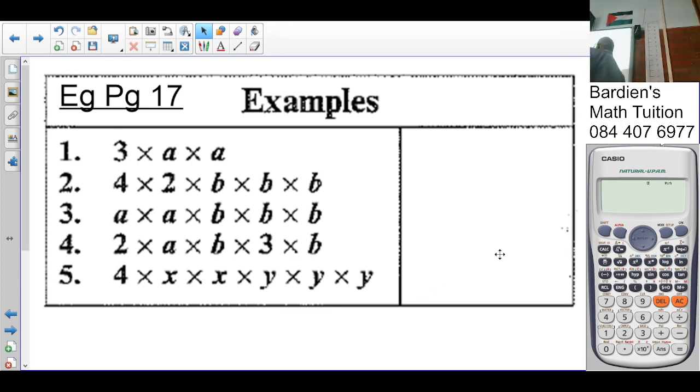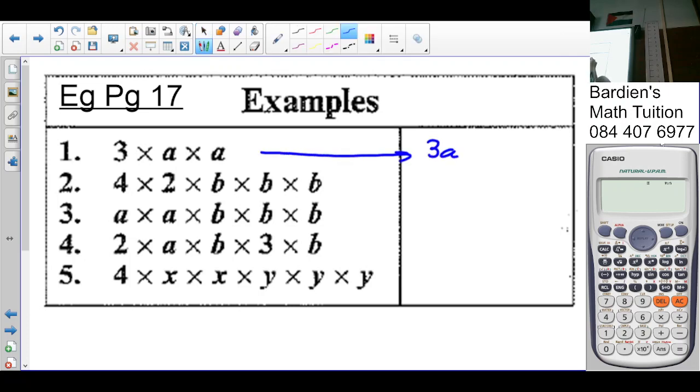So 3 times A times A. 3A squared. Who got that right? What did you get? I just did 3 squared. Now what happened to the A? Okay, so what is your answer to number 2? I got A cubed. I mean B cubed. But now what happened to the B?